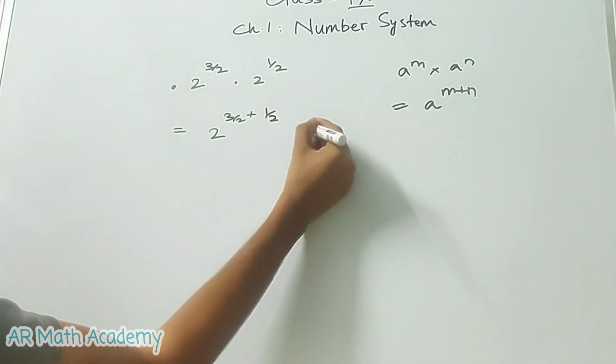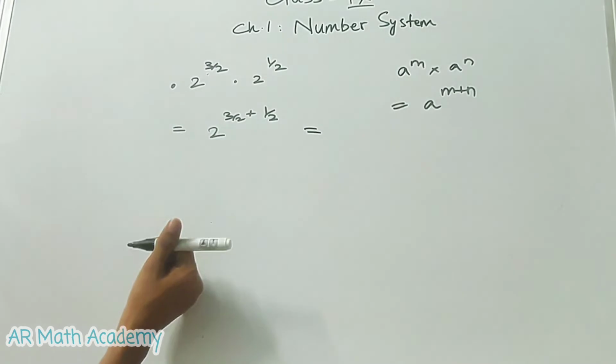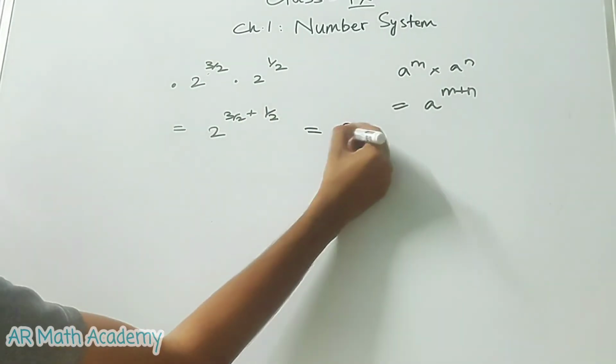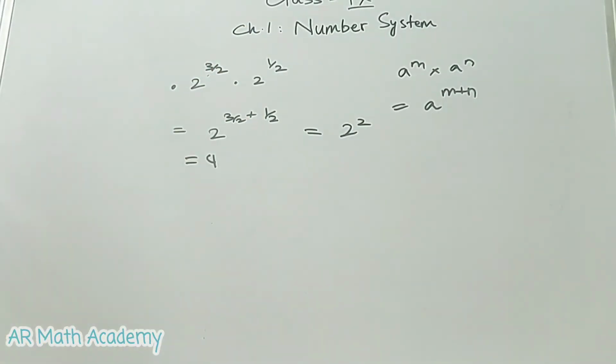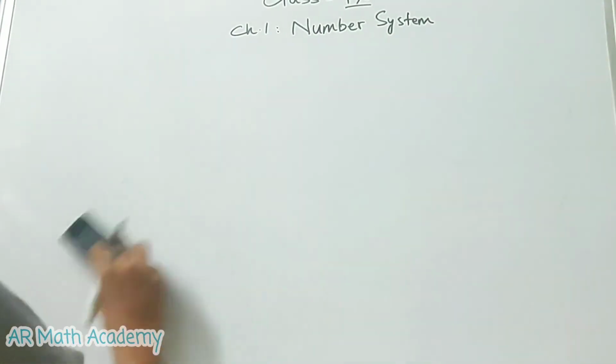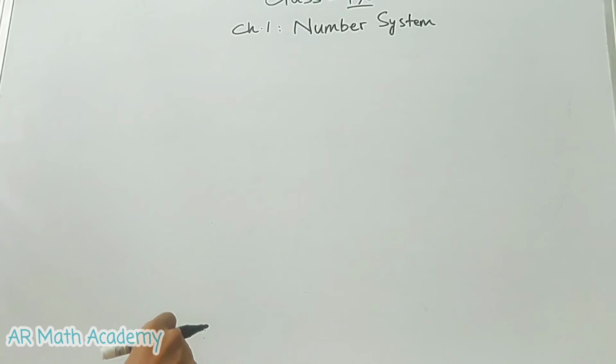This is the same thing, right? So 3 by 2 plus 1 by 2. What is 3 by 2 plus 1 by 2? It is 4 by 2, which is 2. So 2 power 2, which in turn gives us 4. So the value of this question is 4. Simple, right? You apply the basic laws of exponents and solve some easy problems.